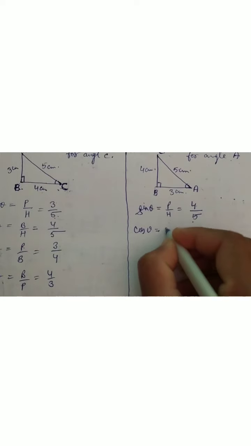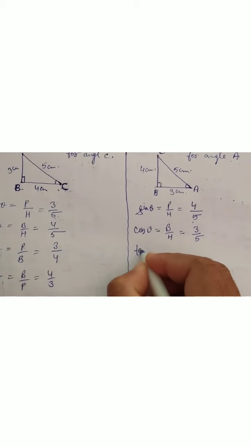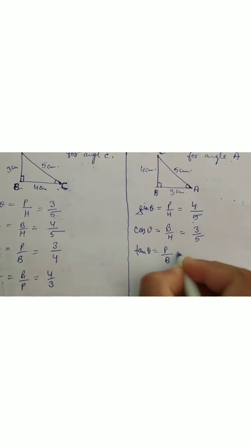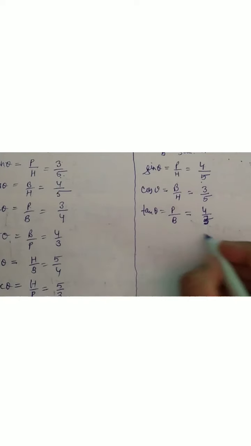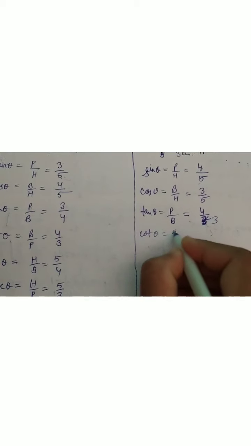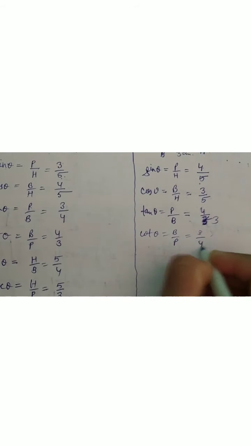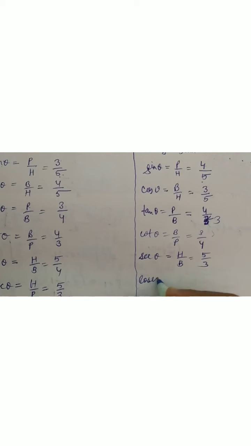Cos theta is equal to base upon hypotenuse. Here base is 3, hypotenuse is 5. Tan theta is equal to perpendicular upon base. Here perpendicular is 4, base is 3. Cot theta is equal to base upon perpendicular, 3 by 4. Sec theta is equal to hypotenuse upon base, that is 5 upon 3. And cosec theta is equal to hypotenuse upon perpendicular, 5 upon 4.